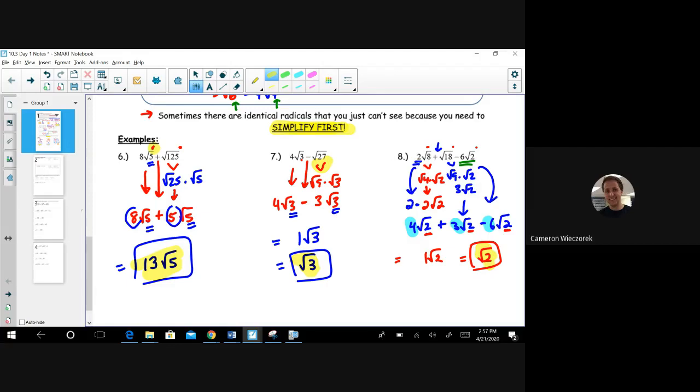So that'll do it for the first page. If you need to pause me and take a look back at any of the work I did before moving on, by all means, go ahead. I'm going to move on to the second page.